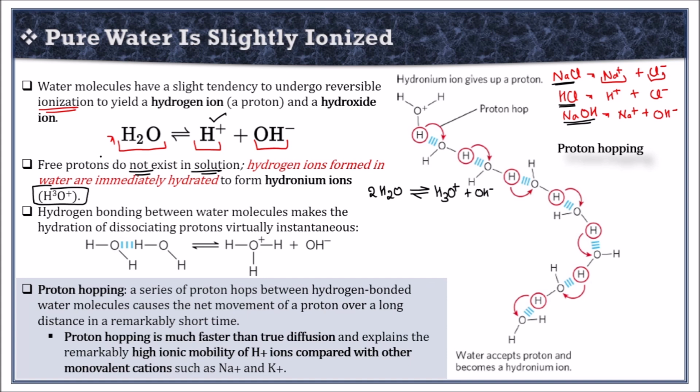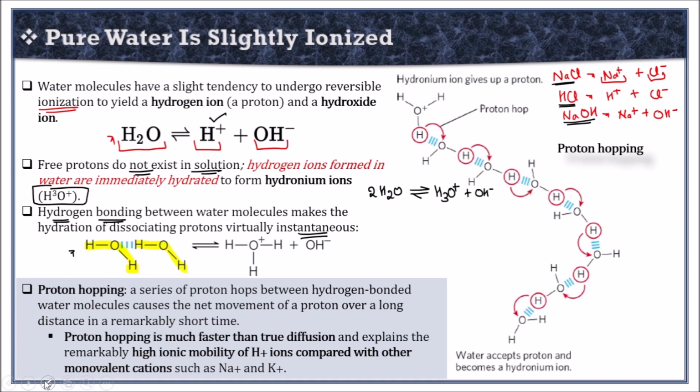Okay, now this property of water to break into ions is because of one of the most important properties of water, that is hydrogen bonding. Like all other properties of water are influenced by hydrogen bonding, similarly this ionization property of water is influenced by hydrogen bonding, because hydrogen bonding allows these water molecules to break into ions instantaneously. Okay, as you can see over here, let me highlight these water molecules. So this is our first water molecule, and this is our second water molecule.